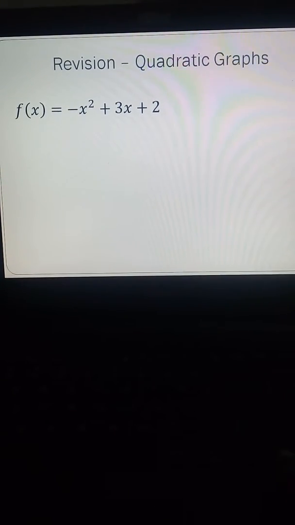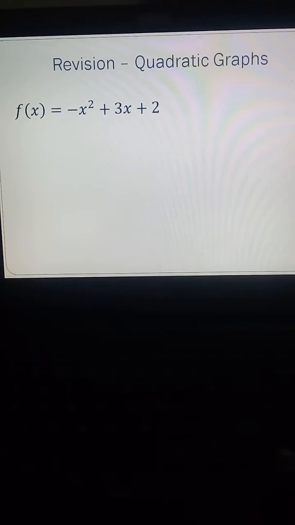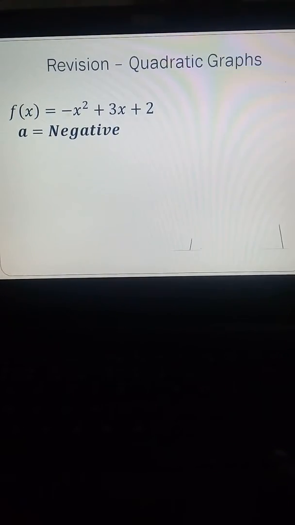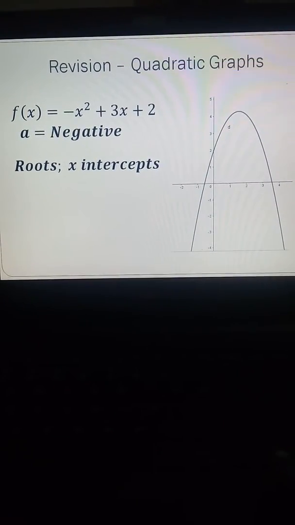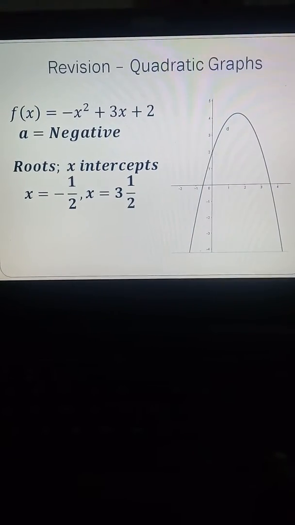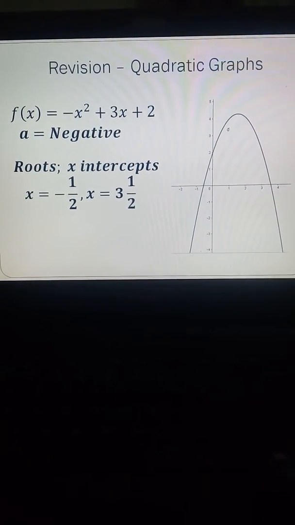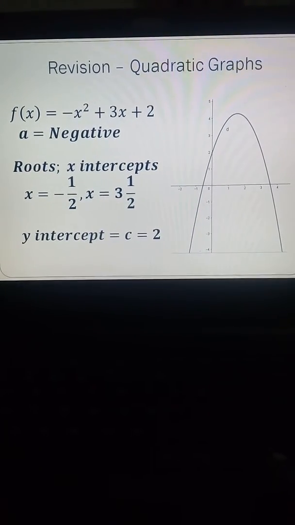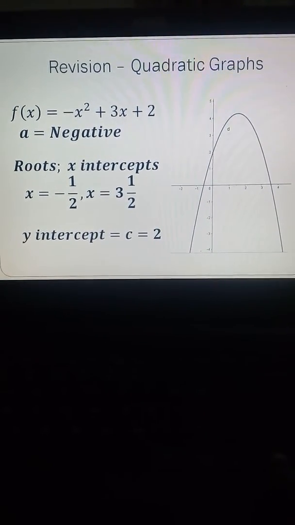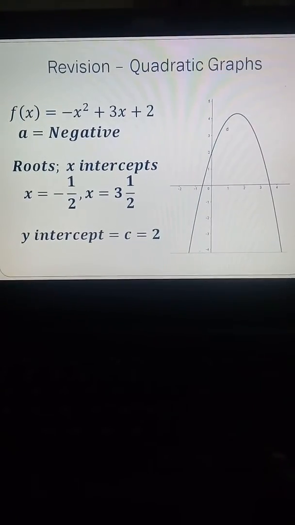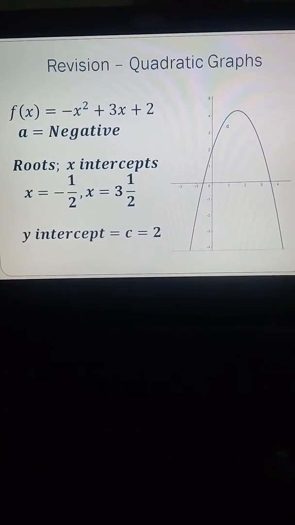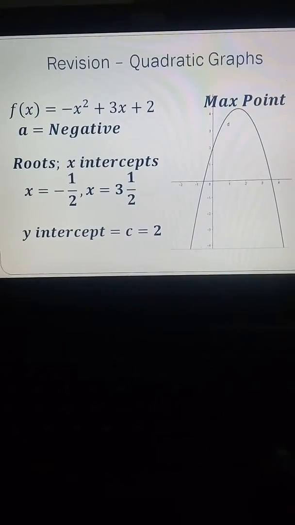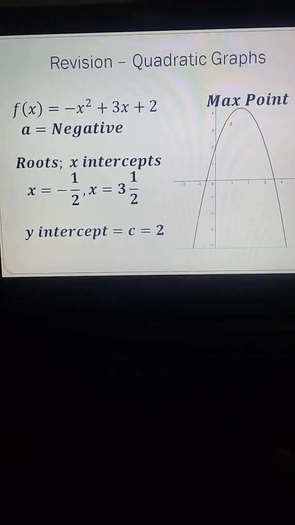Looking at another function, f of x is equal to negative x squared plus 3x plus 1, a is negative, so our graph will be an N shape. The roots, also called x-intercepts, gotten from the graph are negative 1/2 and positive 3½. The y-intercept, where the graph cuts the y-axis, is positive 2, or we can read it from the function itself, which is the number by itself, c, and that will be 2. And this graph has a maximum point.